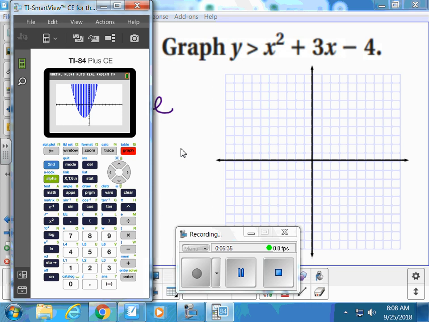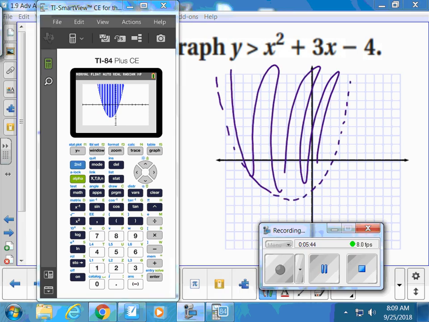I'm going to pause the video to help people that are having issues, but it should be a dotted boundary line, shaded up above, which should be kind of like inside the parabola. Now that everyone's got this graph, let's talk about a test point.